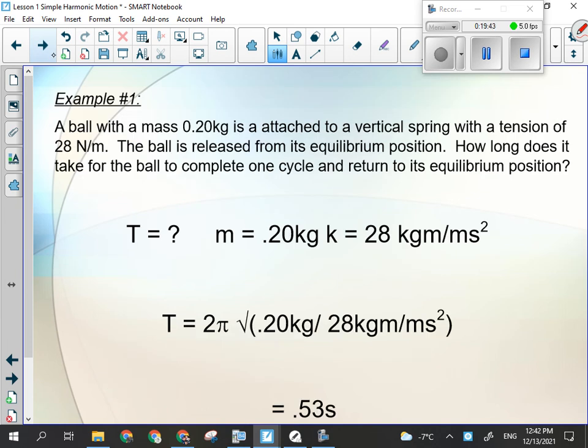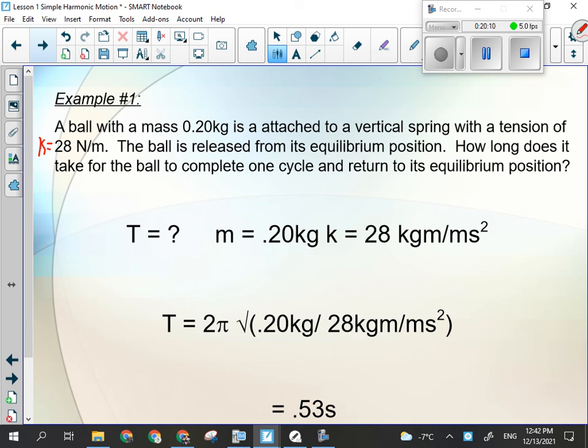Okay, so here's kind of a simple example. So I have a 0.20 kilogram mass attached to a vertical spring, with a spring constant of 28 newtons per meter. So this is k, and obviously this is mass. Okay, the ball is released from its equilibrium position, how long does it take for the ball to complete one cycle and return to equilibrium? Okay, so that means we're looking for the period.